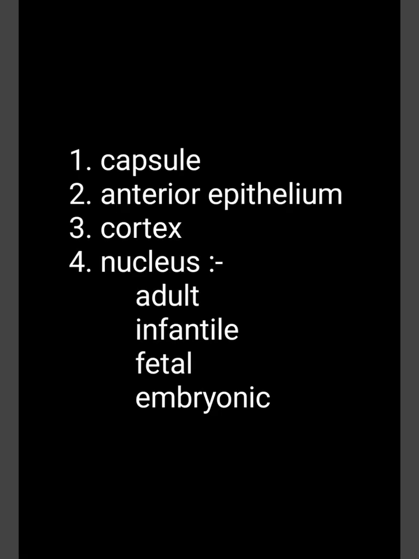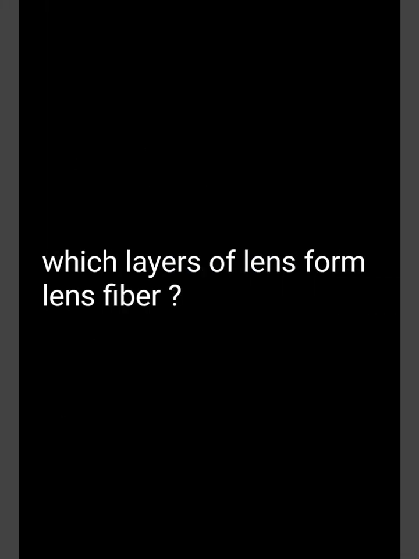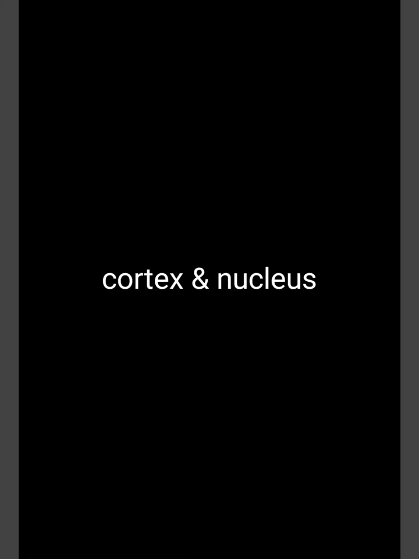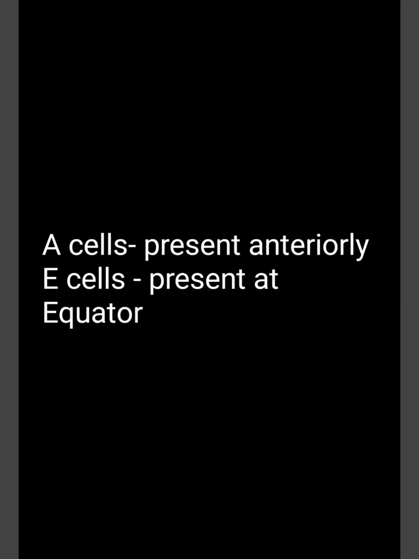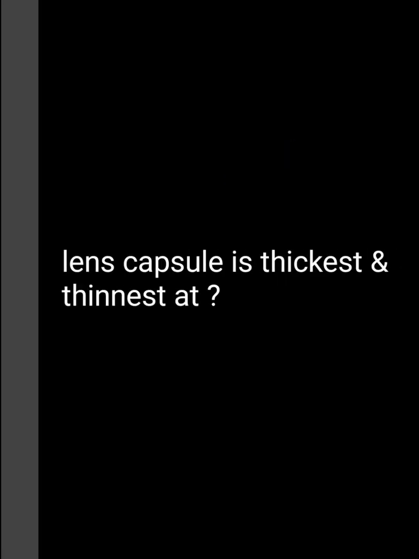Layers of lens: 1. Capsule. 2. Anterior epithelium. 3. Cortex. 4. Nucleus: adult, infantile, fetal, embryonic. Which layers of lens form lens fiber? Cortex and nucleus. Types of cell in anterior epithelium of lens: A cells present anteriorly, E cells present at equator.